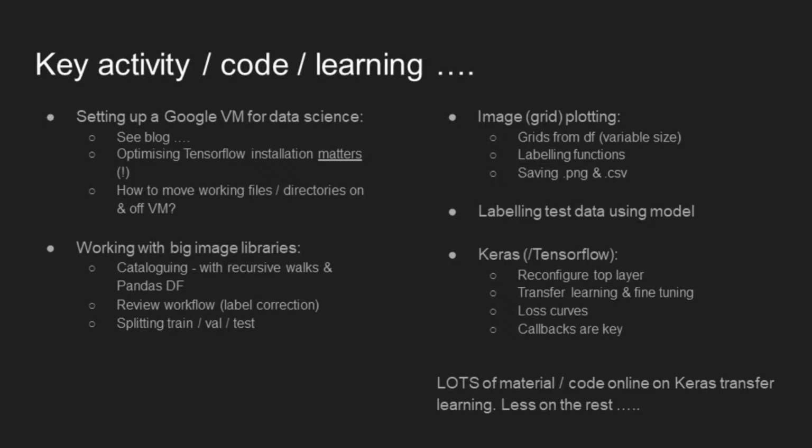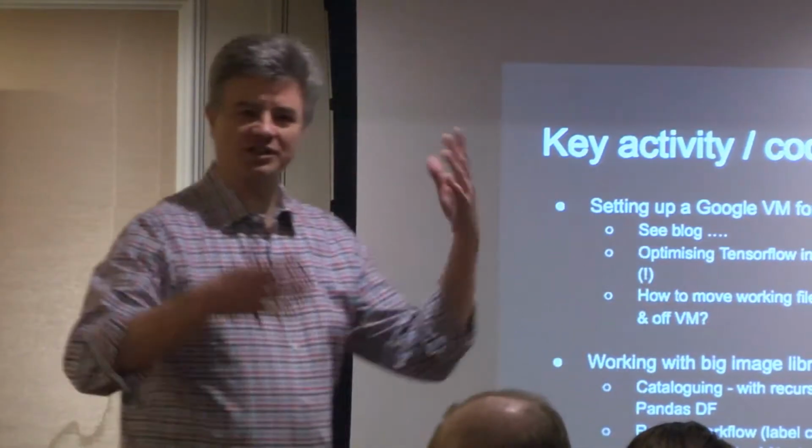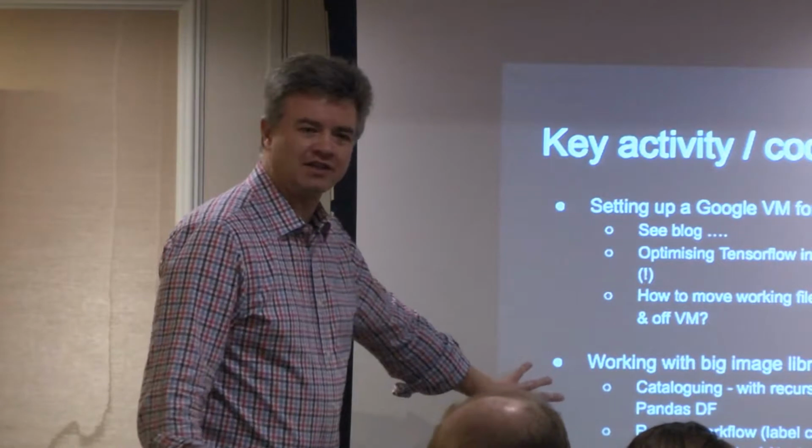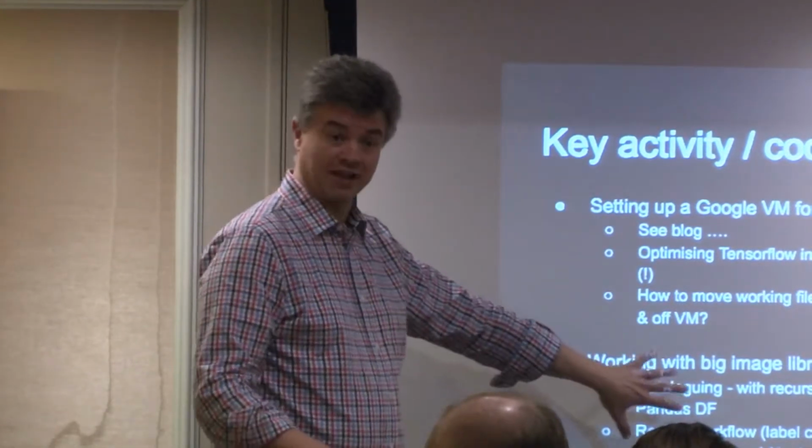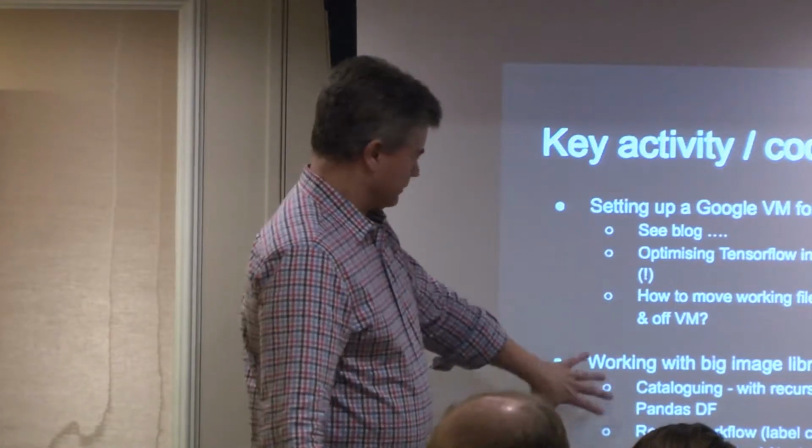Working with big image libraries. We hadn't done that. All the data we've done has usually been in tabular form, so it's nice and easy. You do a train test split, it all works, everything's handled randomly for you. Now you've got 20,000 images sitting in 11 folders, which takes some thinking. Okay, how do you work with that?